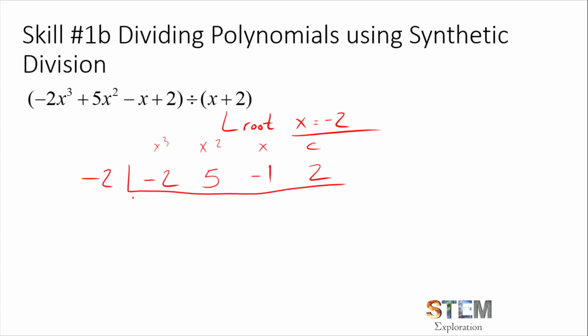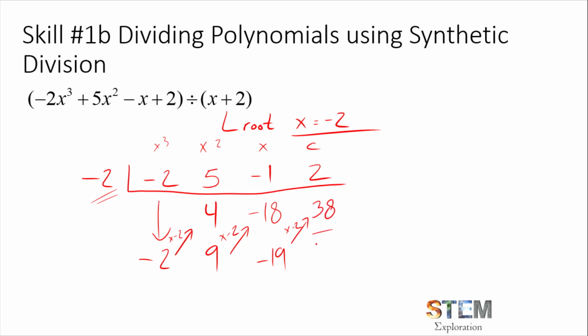Now, the first thing you always do is you just drop the negative 2 down here, and then you multiply that by the term that's here. So, negative 2 times negative 2. Okay, that's going to give you 4. It's going to give me 9. Now, I'm going to go 9 times negative 2. It's going to give me negative 18. Negative 18 minus 1, negative 19. And I go negative 19 times negative 2. It's going to give me 38. Right? I'm going to do all that math, and I get 40.